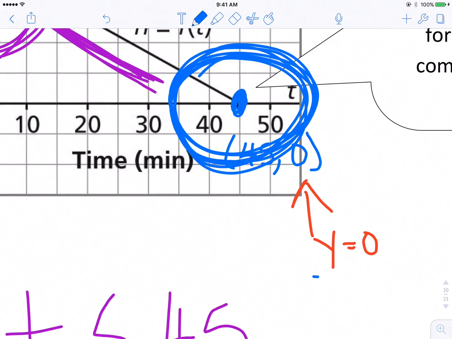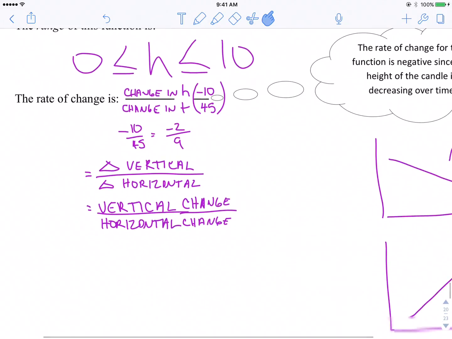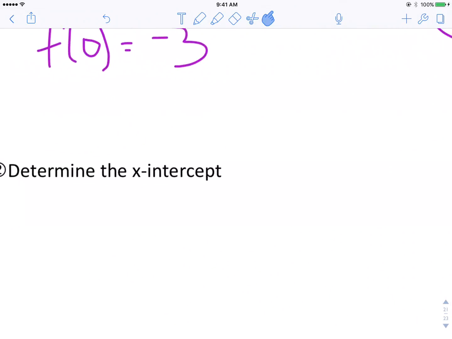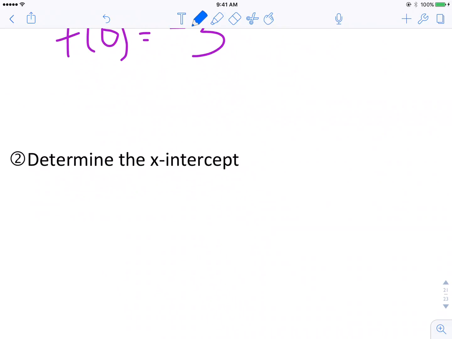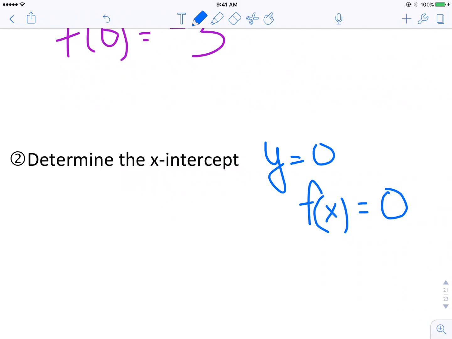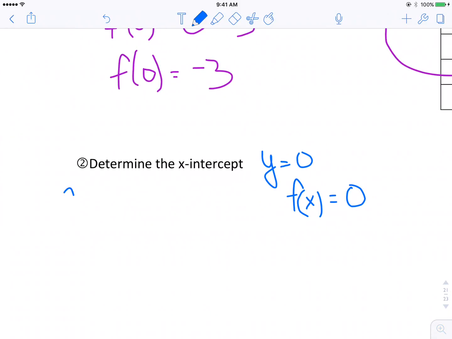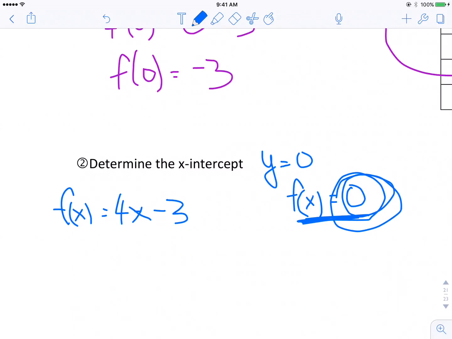Well, the x-axis intercept says that y is equal to 0. So I use that fact. If we're looking for the x-intercept, I know that y is equal to 0. That means that f of x is 0. So I go to my equation, f of x is equal to 4x minus 3. But now my f of x is 0, so 0 is equal to 4x minus 3.